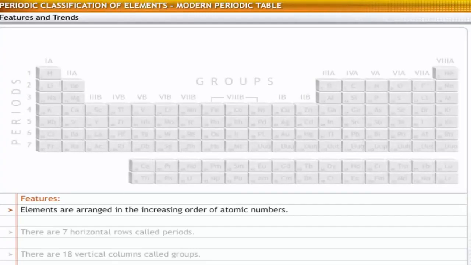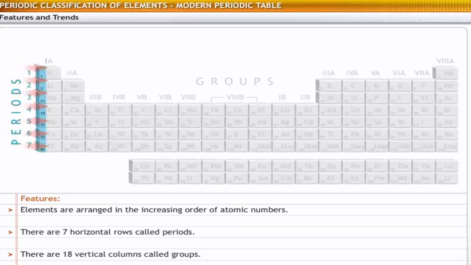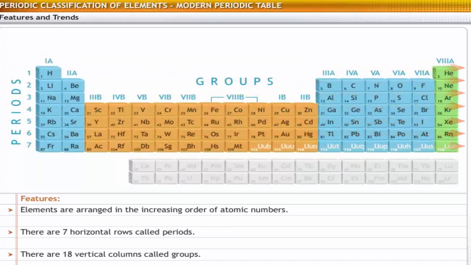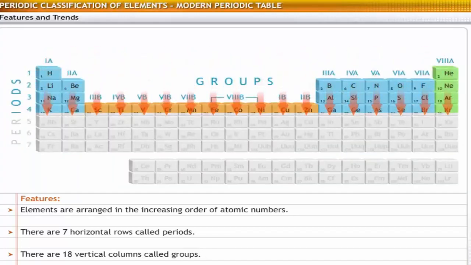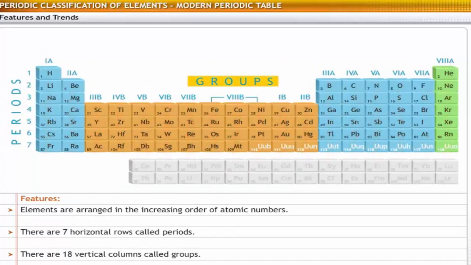Let's examine the features of the table. Elements are arranged in the increasing order of atomic numbers. Horizontal rows in the periodic table are called periods, and vertical columns in the table are called groups.